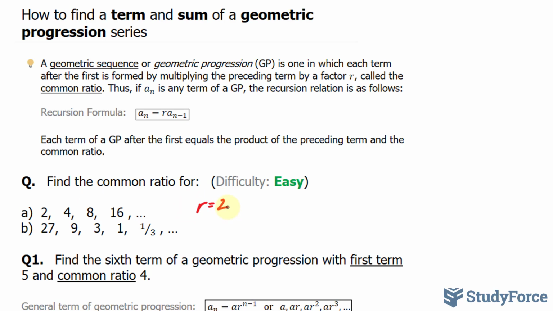For part B, we will denote r as, well, how do we go from 27 to 9? I know 27 divided by 3 is 9, so how do I show that as a multiplication statement? I can say r is equal to a third. And that's it. Now that we've completed this easy question, let's continue with the next two.